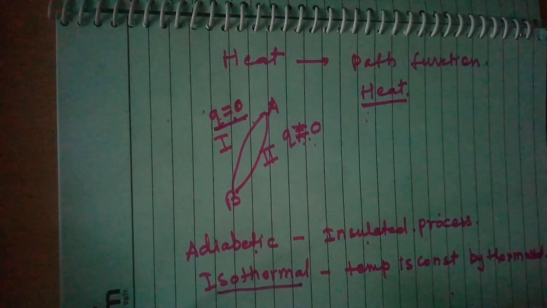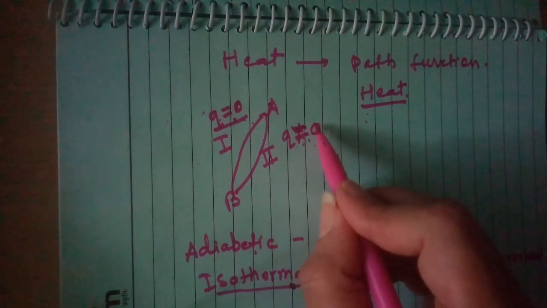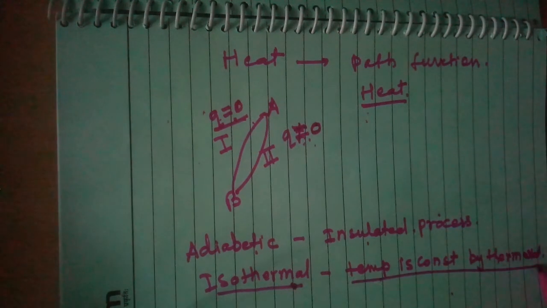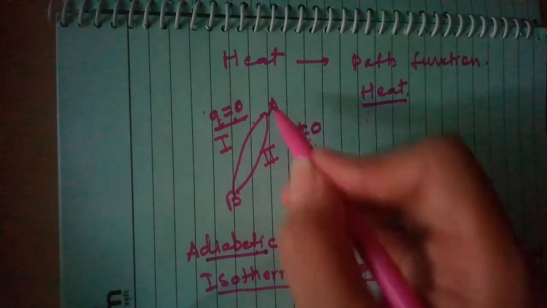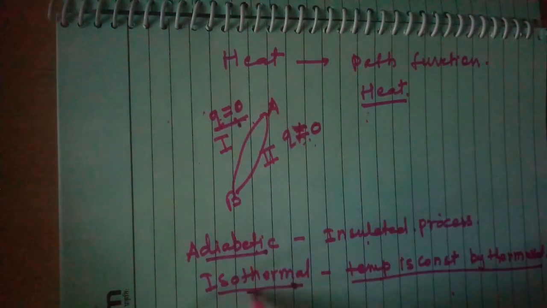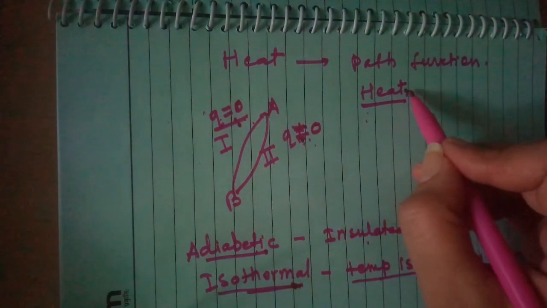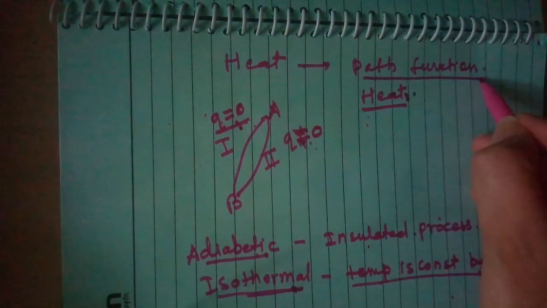But in the case of an isothermal process, as I already told, there can be an exchange of heat or change in energies from the system to the surrounding. So in such cases, Q will not be equal to 0. It may be less than 0, it may be greater than 0. Temperature can be maintained by using a thermostat. So if you follow the adiabatic path, Q will be equal to 0. If you follow the isothermal path, Q will not be equal to 0. So the value of heat depends on the path you follow. That is why heat can be called a path function.